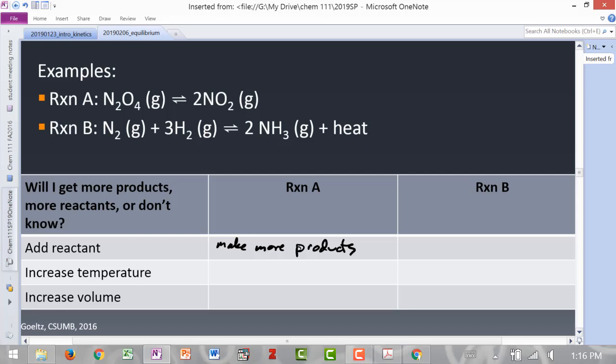If I add N2, a reaction that's at equilibrium, I now have too many reactants. What will happen? Yeah, make more products. Same idea. If I add hydrogen, I will also make more products. If you add any reactant, you'll make more products. That's good if you want the products. Add more reactant, get more products. Hey, good.